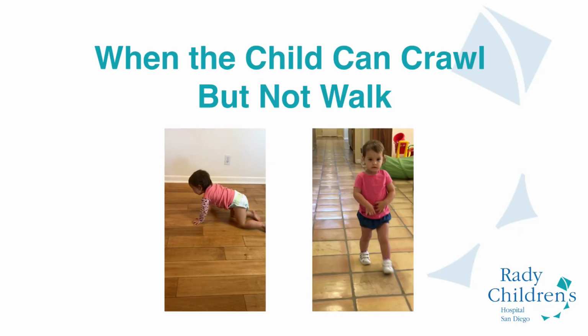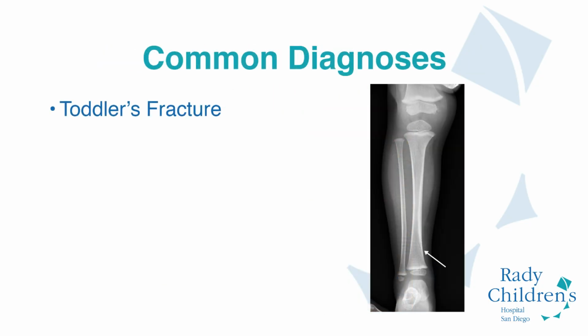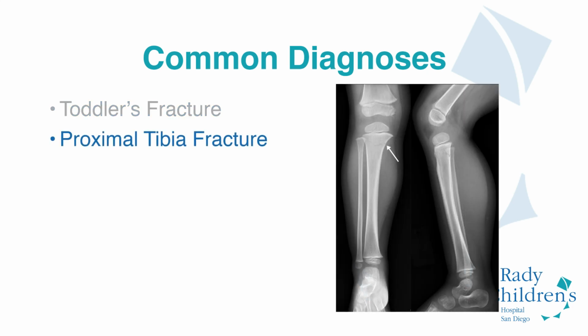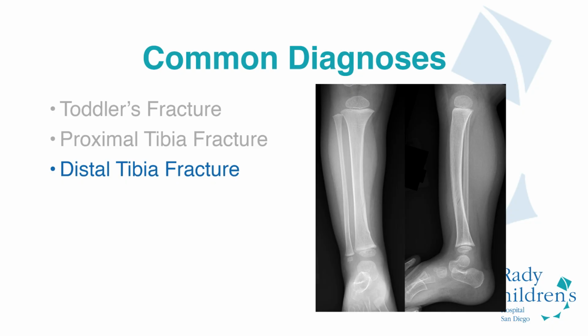When a child is able to crawl but not walk, the most common diagnosis for a limping child would include the following: a minimally displaced tibia fracture, also known as a toddler's fracture, a proximal tibia fracture, which is most commonly sustained in a trampoline injury, a distal tibia fracture, which can occur if the child is dropped.